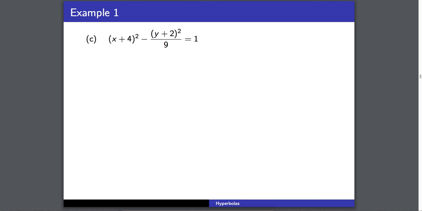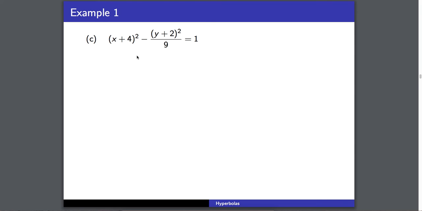In this video, we're going to pick up where we left off from the last video in finding the vertices and foci of a hyperbola. So example 1, part C, we have (x + 4)² minus (y + 2)² over 9 equals 1. And again, if we want to, we can put a 1 below this (x + 4)².